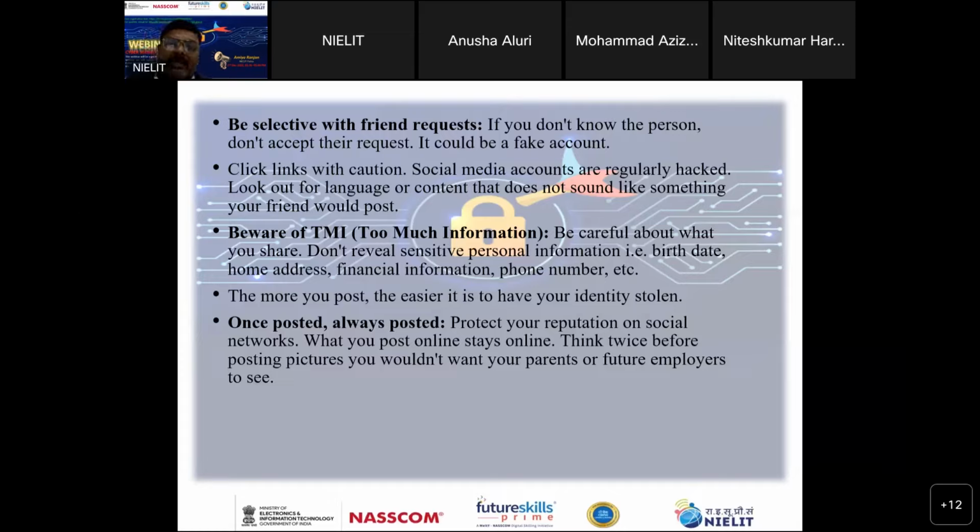Click links with caution. Social media accounts are regularly hacked. Look out for language or content that does not sound like something your friend would post.